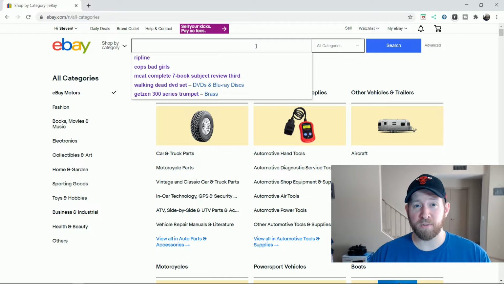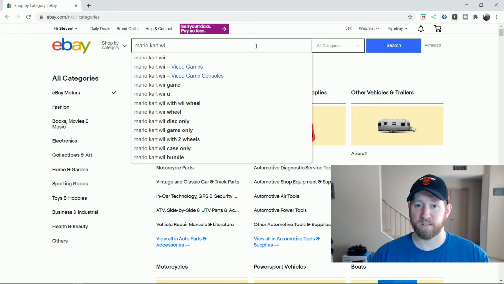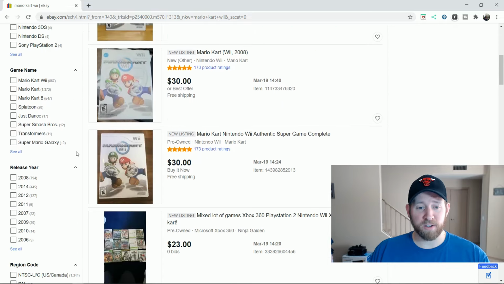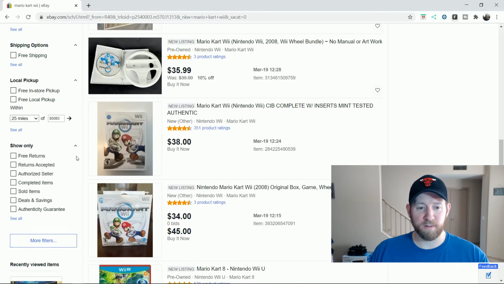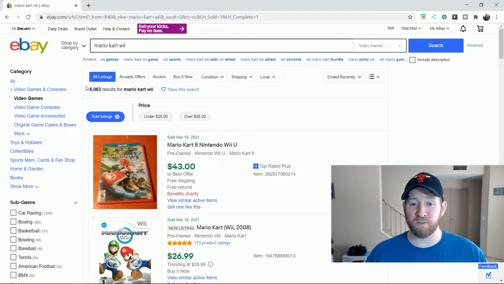All right, for the first example, I'm going to look up Mario Kart for the Wii. If you look that up, you see up here the total amount of listings is 1,935. It's a crazy amount of items that are listed. But let's scroll down here and hit sold. If you look at the results, it's saying there are 6,900, almost 7,000 items that have sold of this Wii.